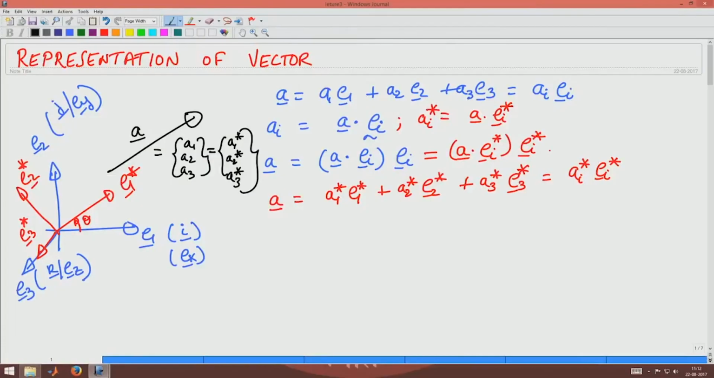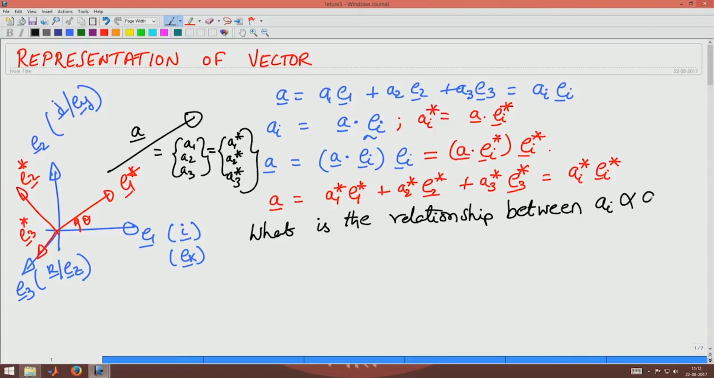Okay. So, what is the relationship between Ai and Ai star is the question we are trying to answer now. They represent the same vector A, right. Both Ai and Ai star represent the same vector A. So, the magnitude of A has to be the same and its relative direction with respect to any other line segment has to be the same. So, what does this mean?